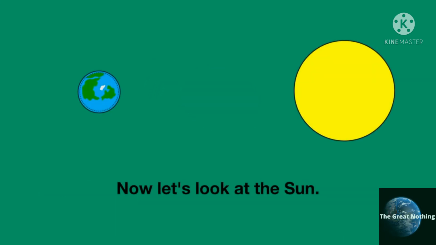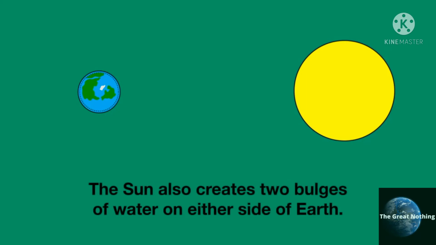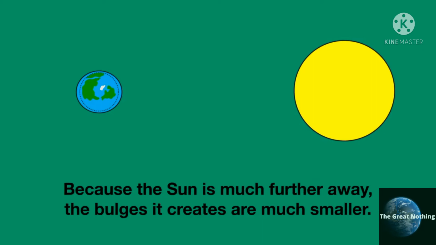Now let's look at the sun. The gravitational pull of the sun also creates two bulges in the water on either side of Earth. But because the sun is much, much further away than the moon, the bulges it creates are much smaller.